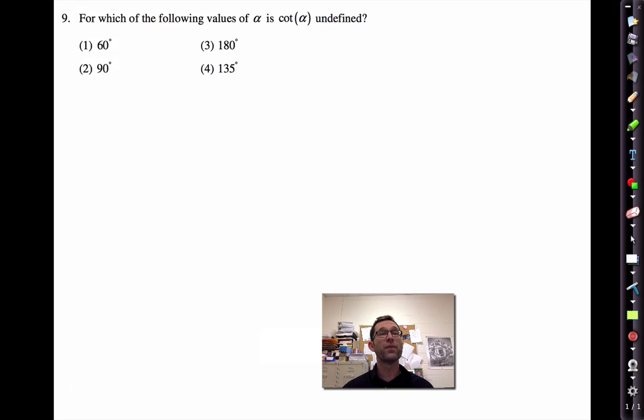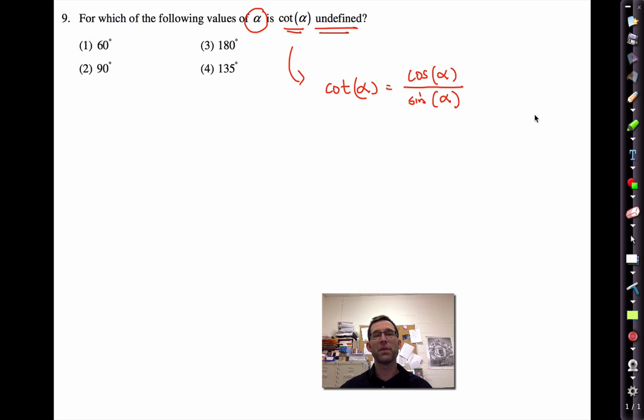All right, number 9. For which of the following values of alpha is cotangent alpha undefined? Well, let's write out what cotangent is. The cotangent of any angle will always be the cosine of the angle divided by the sine of the angle. Now, generally speaking, division is happy as long as you don't divide by 0.